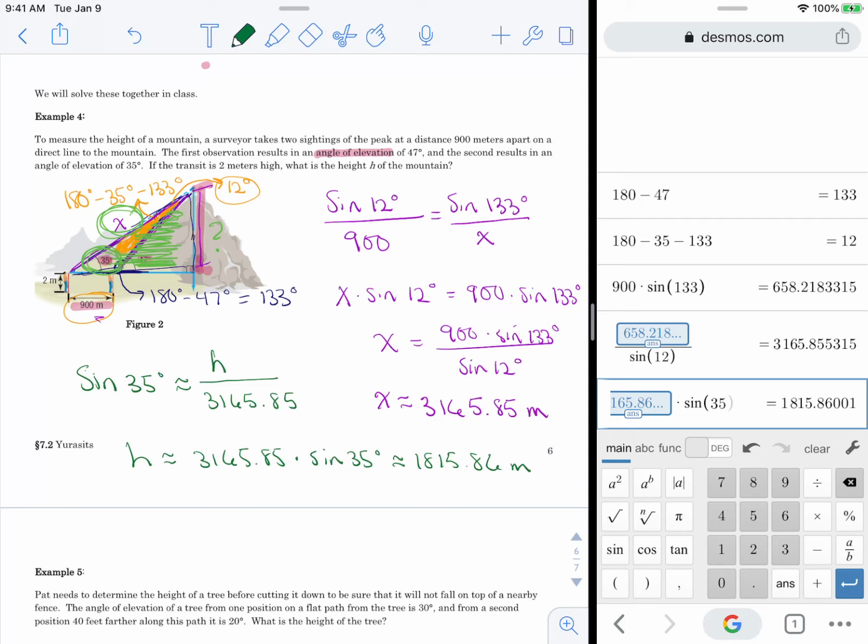Now, is that our answer? Remember, the person is 2 meters high. So what should we do with that 2 meters? Well, that's being taken into effect in how high this mountain is. So that's why it would be 1,815.86 meters, and you take away the 2 meters.